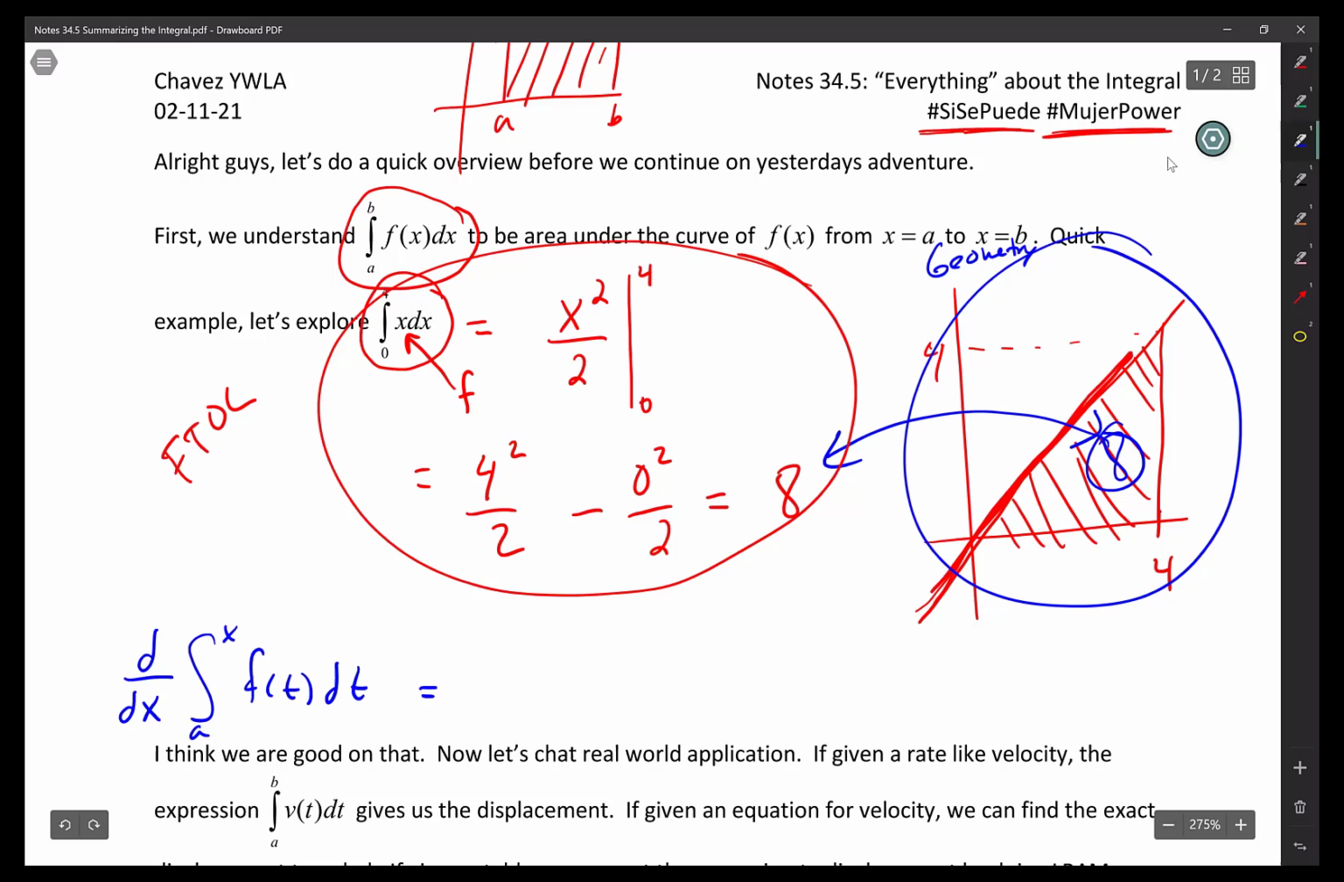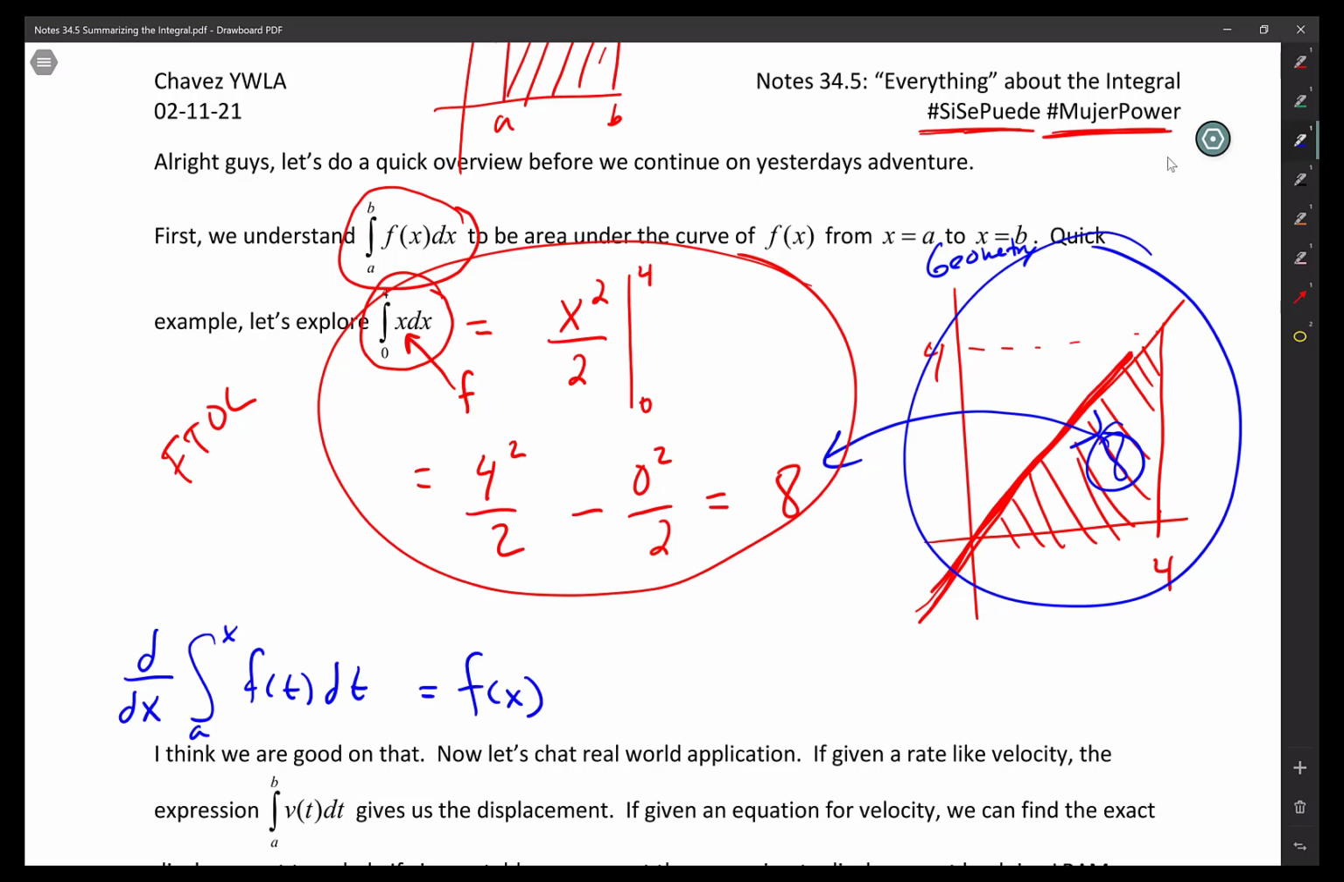If you take a derivative of your integral, you just get the inside. That is FTOC as well. Both of those are the Fundamental Theorem of Calculus. One is taking the antiderivative. The other one is taking the derivative. How do we prove one from the other?